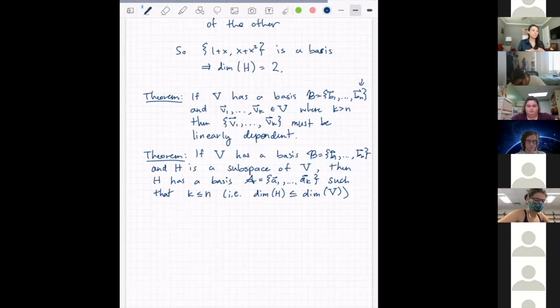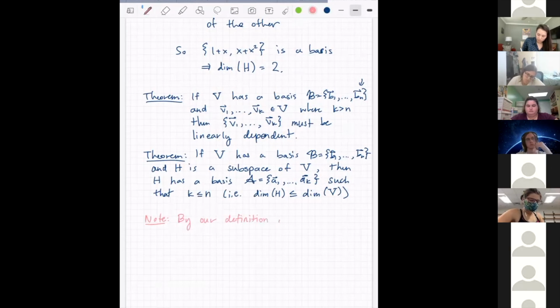Okay. Something to note, maybe this might be interesting, is that by our definition of dimension, the dimension must always be an integer.